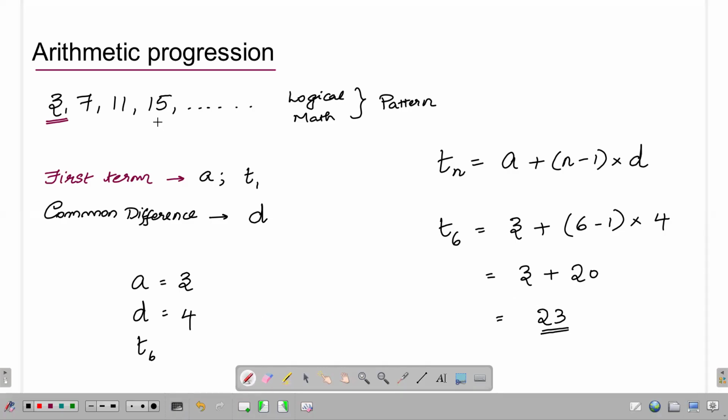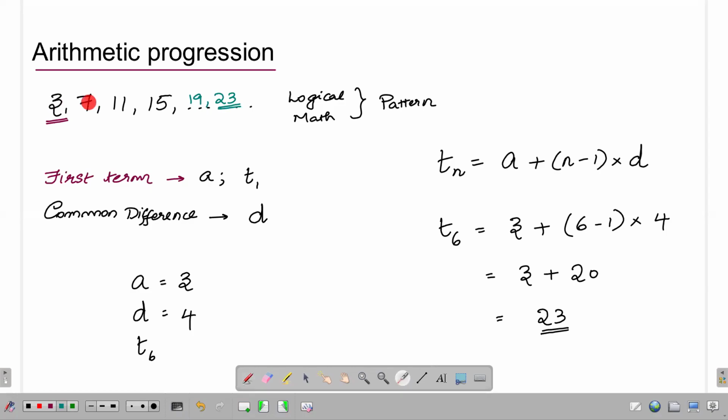Now, I want you to focus on this given progression here. 3 plus 4 is 7. 7 plus 4 is 11. 11 plus 4 is 15. Please note 15 plus 4 is equal to 19. That is the 5th term here. 19 plus 4, 19, 20, 21, 22, 23. See, that 23 that I have written here is the 6th term.